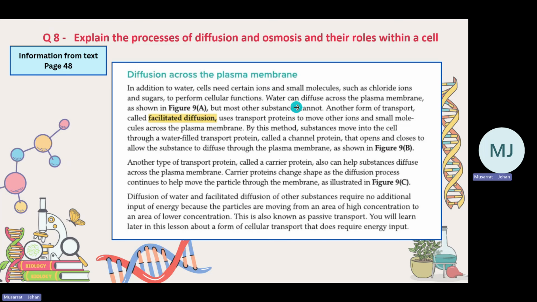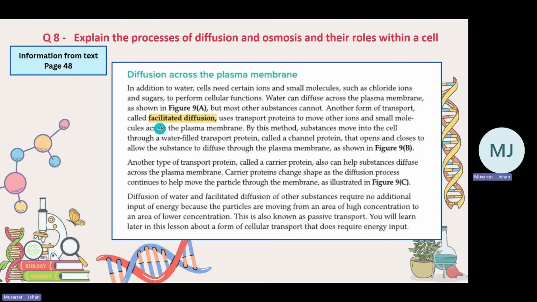Water can go easily through the plasma membrane, diffusing from high to low. But the other substances, like sugar molecules or ions, cannot move through the plasma membrane. So how do they go? They go through proteins.